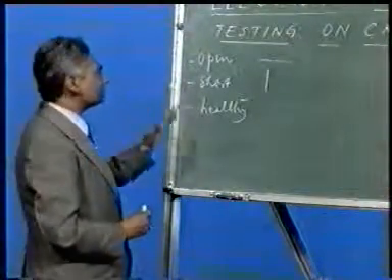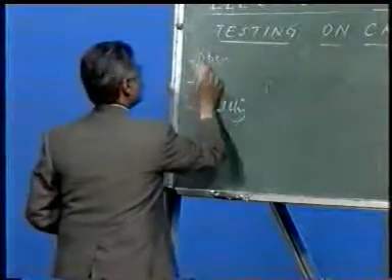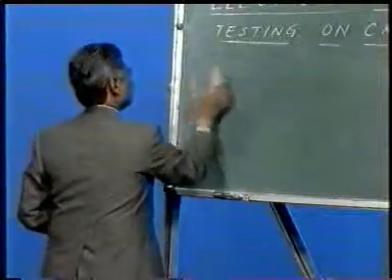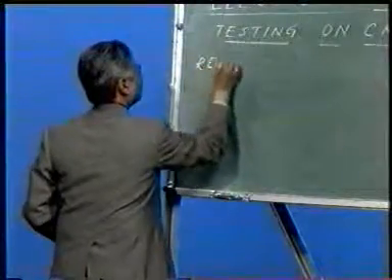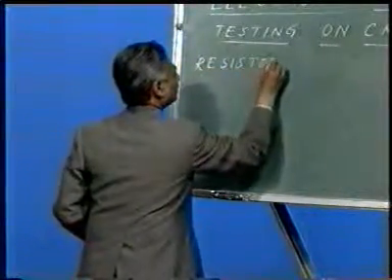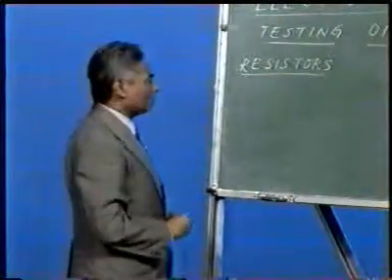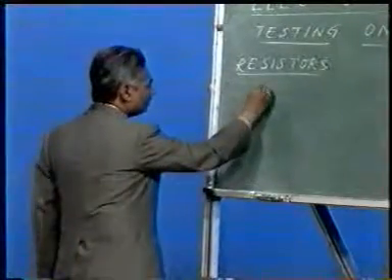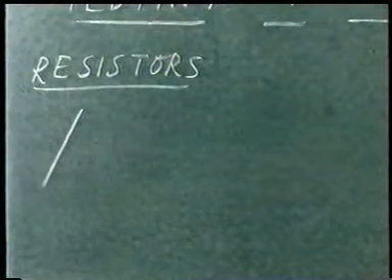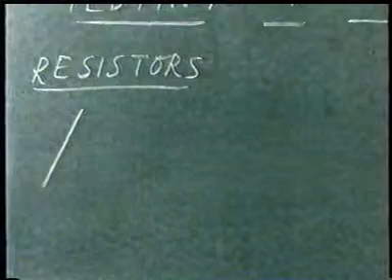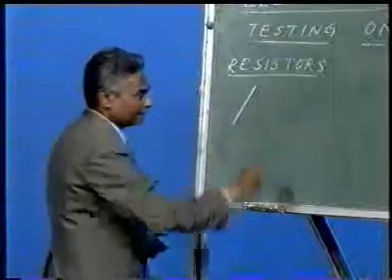Now we will discuss them one by one. I take the example of resistors first. Resistors. If a resistor is seen on a CRO or tested on a CRO, we will have an inclined line like this. The inclination of course depends on the value of the resistor. There is no question of short, and if it is open, it will be a horizontal line.